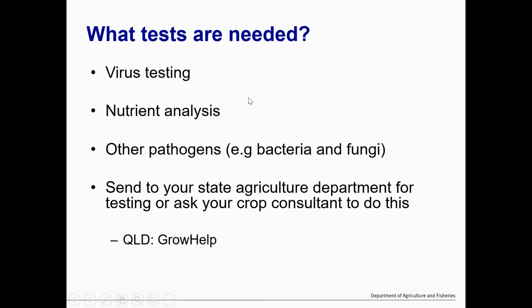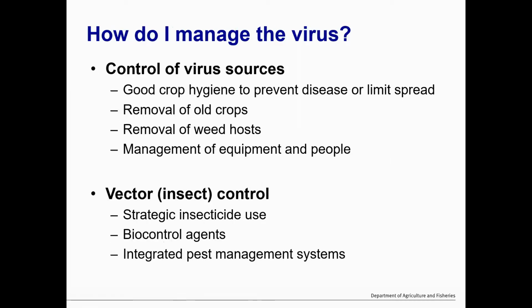So what do you need to do? Virus testing is important. You need to know what you've got. Nutrient analysis can help. For example, if you think it might be beet pseudo yellows, you should probably get a nutrient test done as well. Other pathogens, it could be those. And pretty much all of the jurisdictions have a diagnostic service. In Queensland, it's Grow Help. And under our current veggie project, these diagnostics are free, so please don't hesitate to contact us and send stuff in if you think you've got a problem.